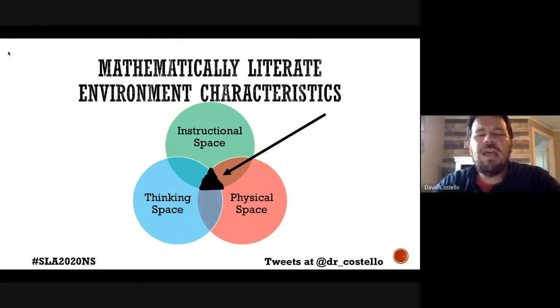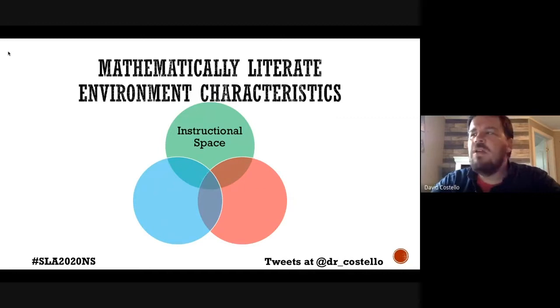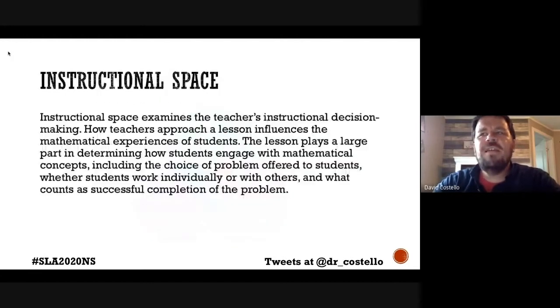And that's where we get something that we can do in a manageable way. So we're going to look at these three spaces from the perspective of problem solving, with the first space being the instructional space. And what I mean by the instructional space is that it examines teachers in instructional decision making. And how do we approach the lesson?